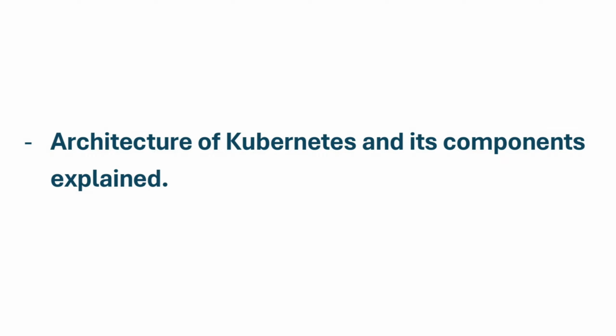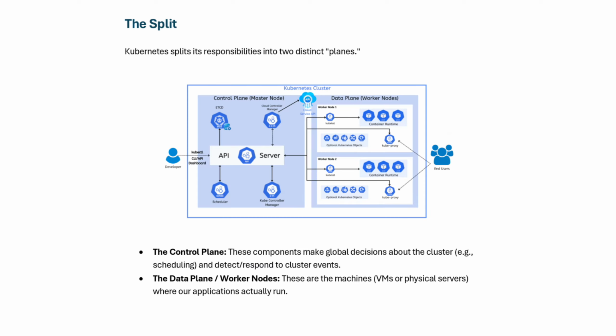The topic is understanding the architecture of Kubernetes and its components. Here is the diagram and the architecture of Kubernetes. Kubernetes splits its responsibilities into two distinct planes, that is control plane and data plane. Data plane is also known as worker nodes. Nodes simply are virtual machines or physical servers.